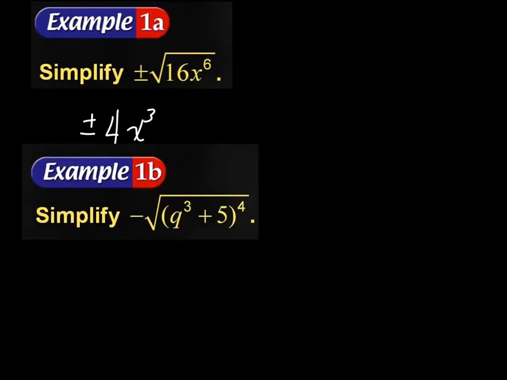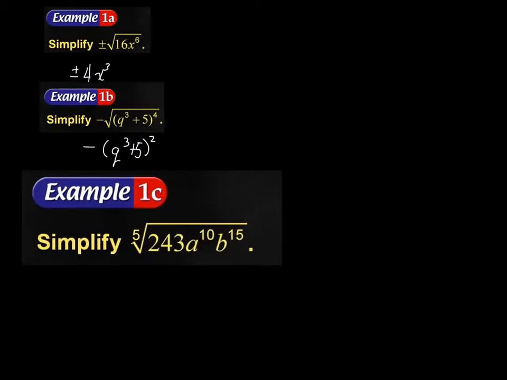Our original problem has a negative in front of it, so will our answer. The square root of something raised to the 4th power, we're going to end up just dividing that exponent by 2, and we're done.